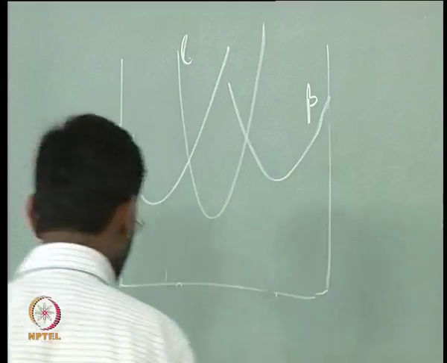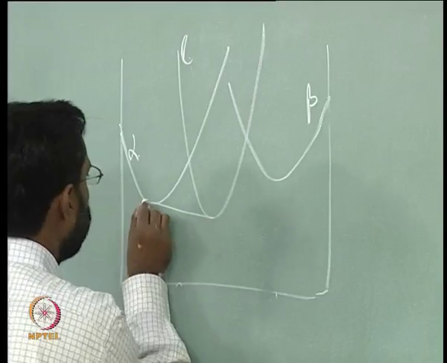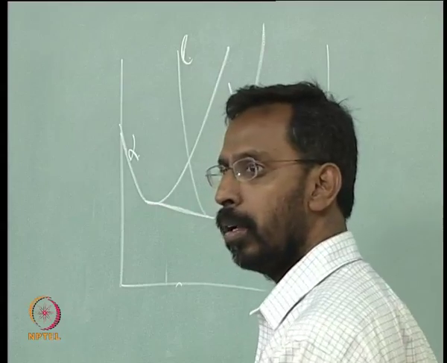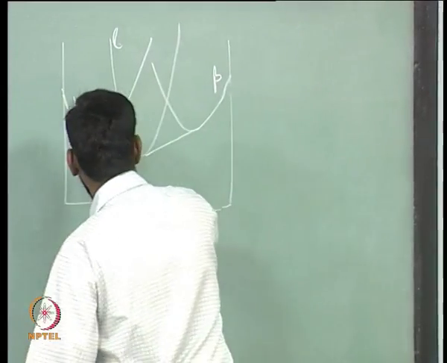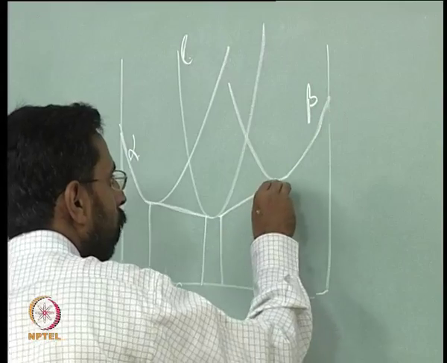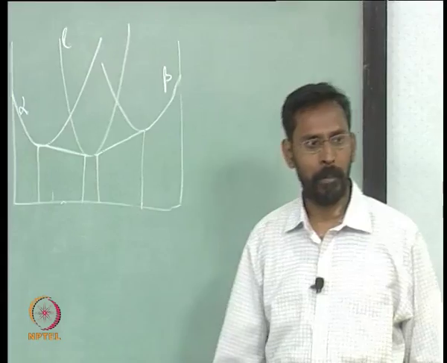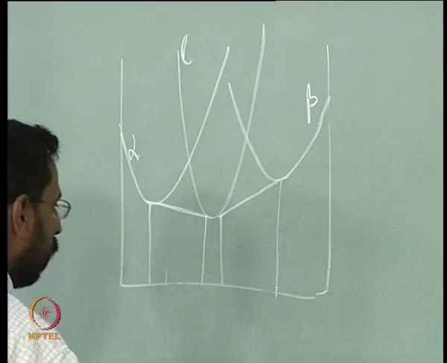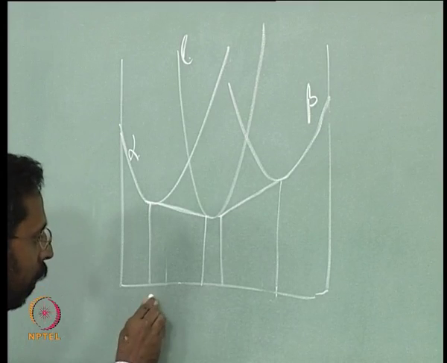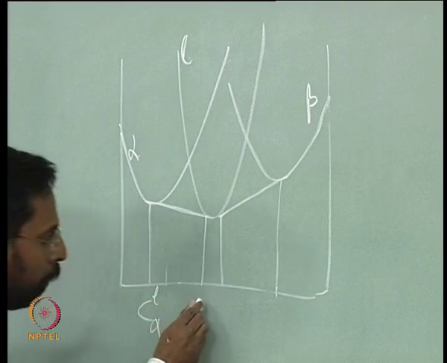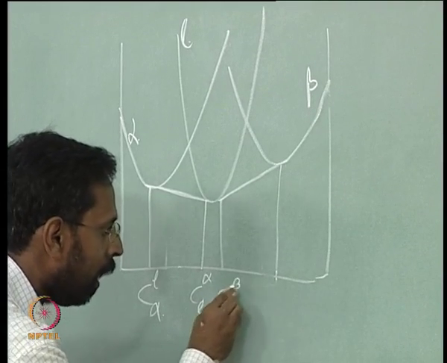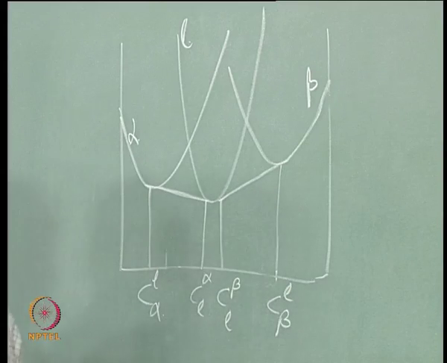So, now if this is the case, now if I draw a common tangent between alpha and this and another common tangent between these two, now I get these compositions, the 1, 2, 3, 4. Each of these compositions we have already talked about earlier. Just for the sake of completion, I will say this is composition of alpha in equilibrium with liquid, this is composition of liquid in equilibrium with alpha, this is composition of liquid in equilibrium with beta, this is composition of beta in equilibrium with liquid. Am I right? Clear, Rajkumar?